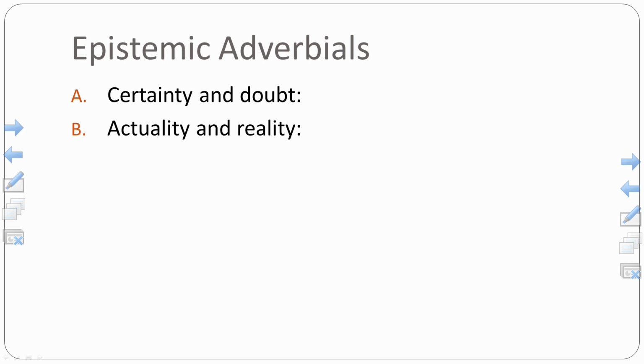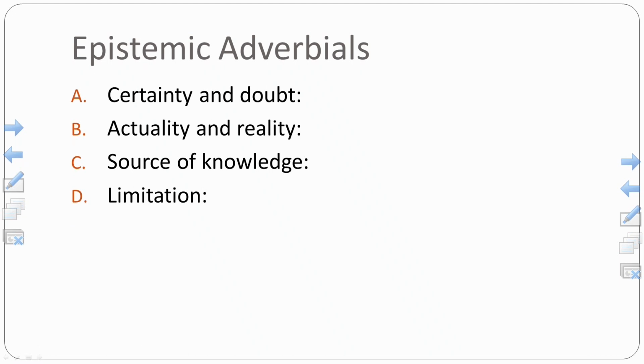Actuality and reality, source of knowledge, limitation, and the fifth is viewpoint or perspective, when we show our own viewpoint. Like in my opinion, this could be done in that way. Just like the source of knowledge, it means according to a survey. Just like the word, there are some sources of knowledge given, an authentic source of knowledge is provided. Actuality and reality: what actually happened when we describe certain situations. That is certainty and doubt. Sometimes we are clear about something and sometimes we have some doubt, then that shows these are called epistemic.